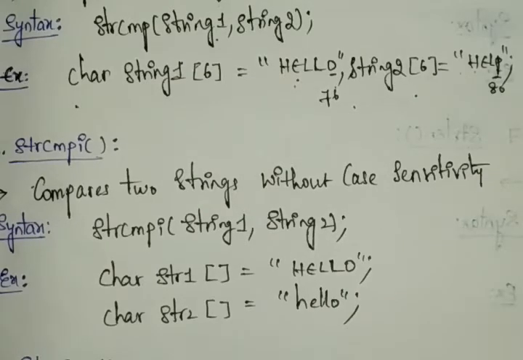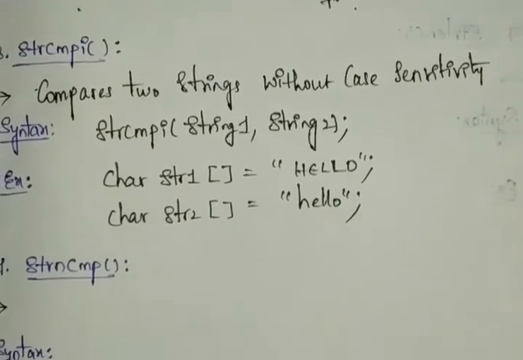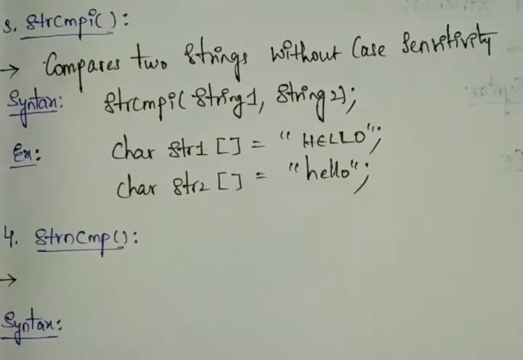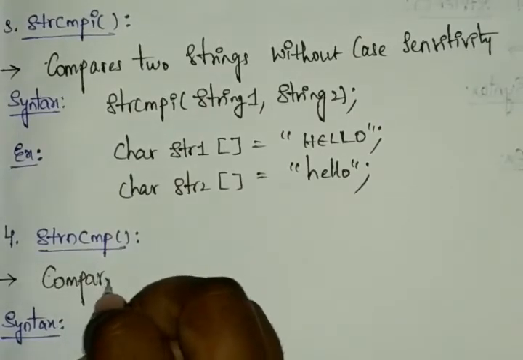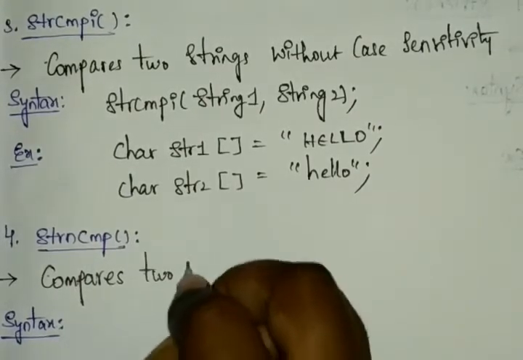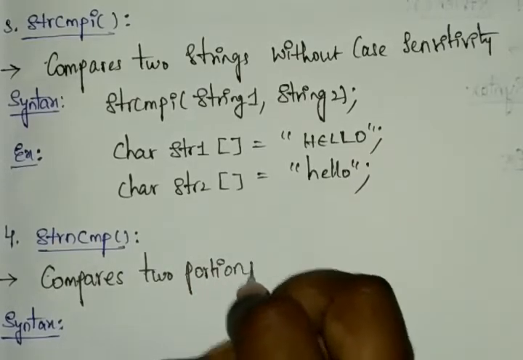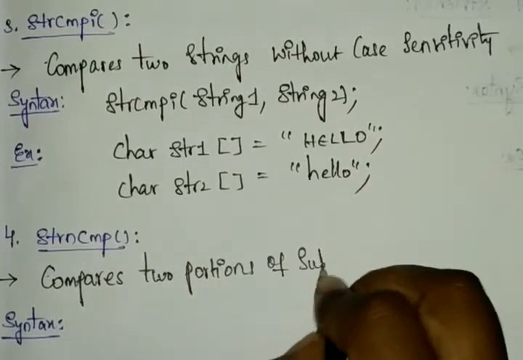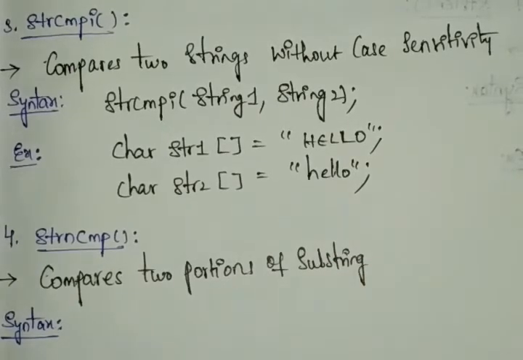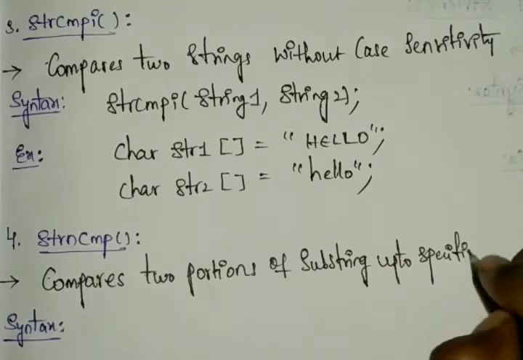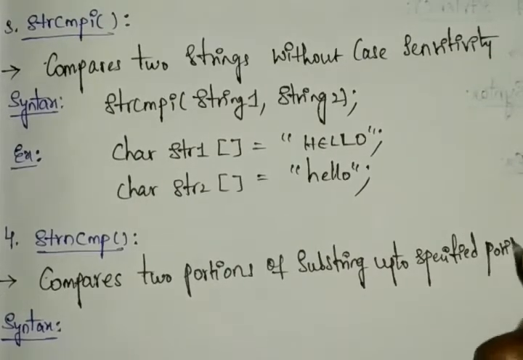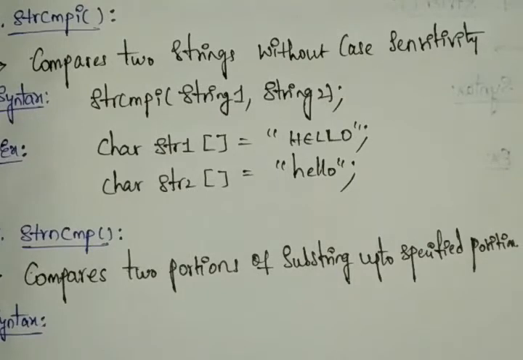Next we have the function strncmp. It is also comparing. The n means it can compare two portions of substrings, whatever you give in the substring. A substring means a part within one string. So the comparison is performed up to a specified position.